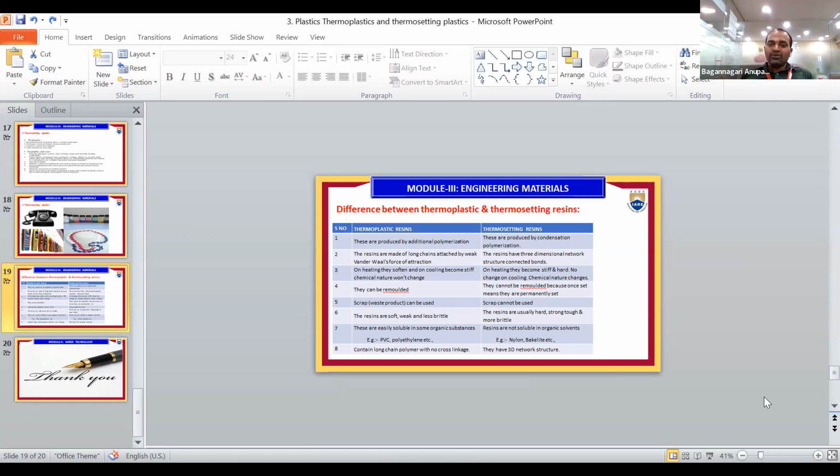Scrap of thermoplastics is reused. Thermosetting scrap material we can't use. The thermoplastic resins are soft and weak and less brittle. The thermosetting resins are usually hard, strong and brittle.